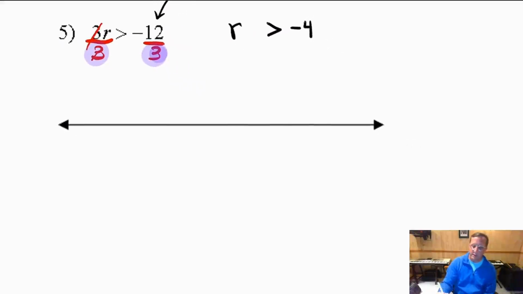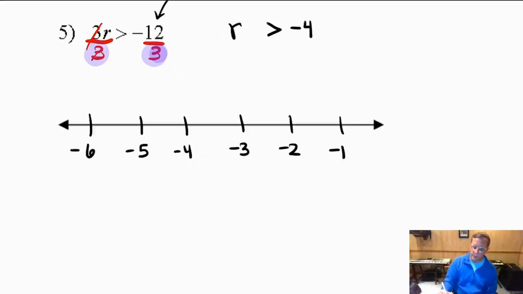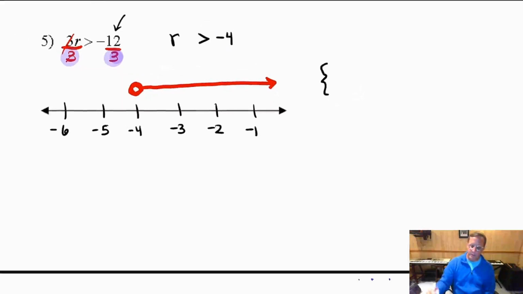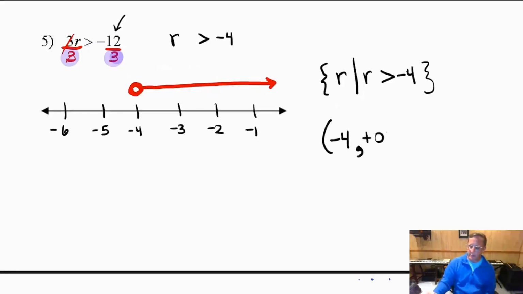All right, now graphing it is the easy part. Just make a bunch of points here. And then we're going to do an open point at negative 4, and our vector is pointing to the left. That's it. Our set notation is going to be R is all numbers such that R is greater than negative 4. And then our interval notation is going to be parentheses, negative 4 on the left, and then positive infinity on the right.